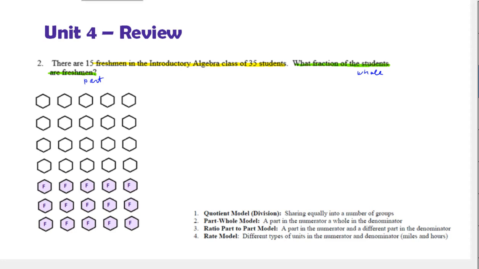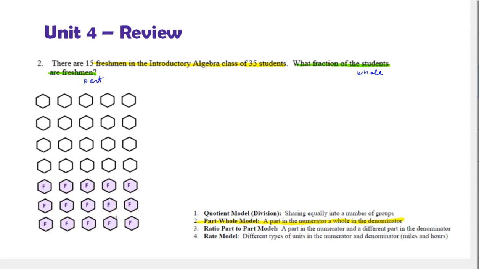So looking down here, it's also a ratio, and it's a part-whole model where we have a part in the numerator and a whole in the denominator. So this diagram represents a scenario. There are 35 objects representing the 35 total students. The 15 that are freshmen are shaded purple, and they have little F's in them to indicate they're freshmen.